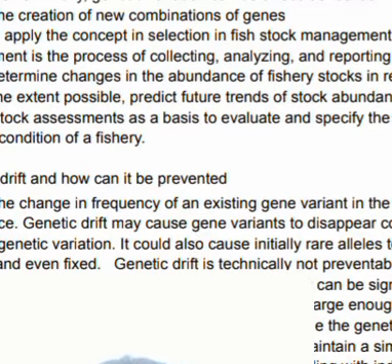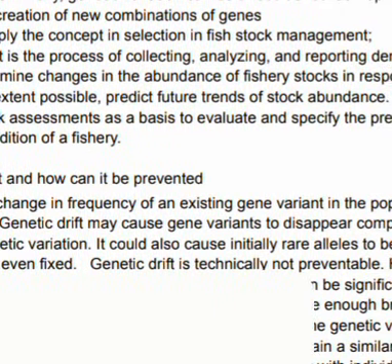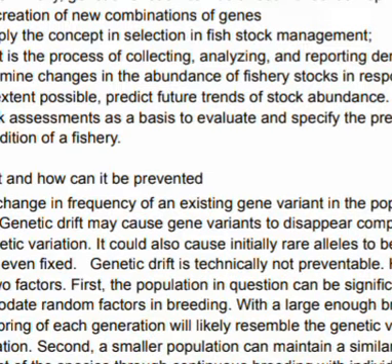Number 8 question. What is genetic drift and how can it be prevented? Genetic drift can change the frequency of existing gene variants in the population due to random chance. Genetic drift may cause a variation to disappear completely and therefore reduce genetic variation. It could also cause a rare allele to become much more common and even fixed.